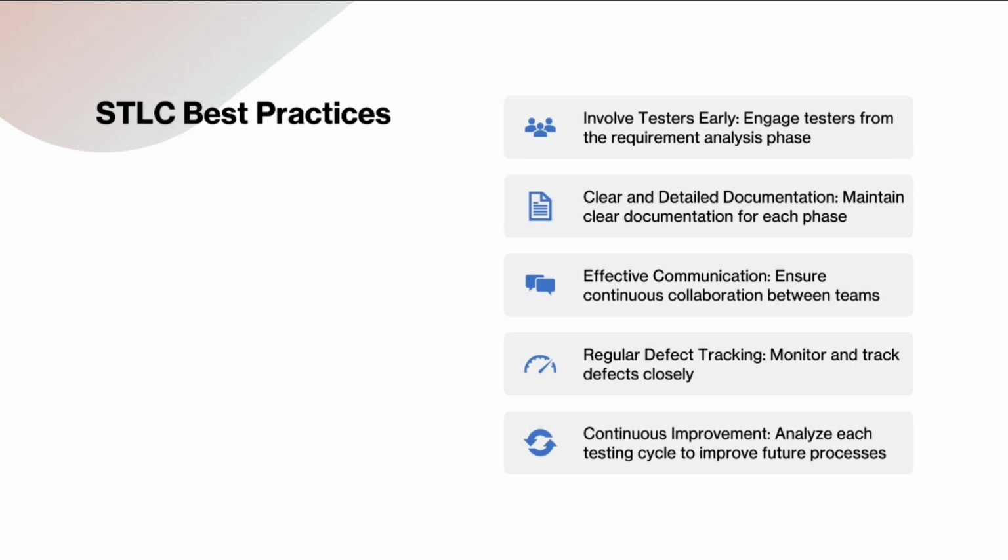Another thing is effective communication, to communicate with the developer. Proper collaboration is needed along with different teams, and along with the customer also. Those things are very important here. Another thing is defect tracking. Defect tracking is nothing but monitoring and tracking our defects closely. If the defect is high or critical, then we have to monitor it properly.